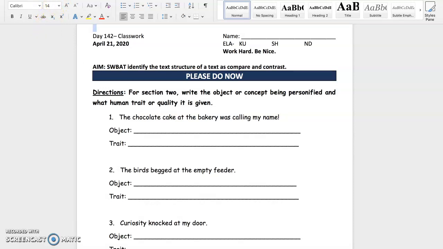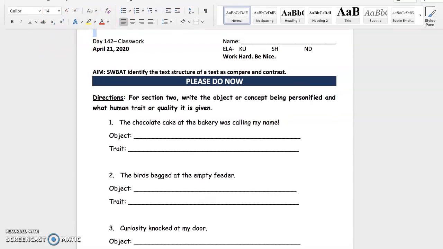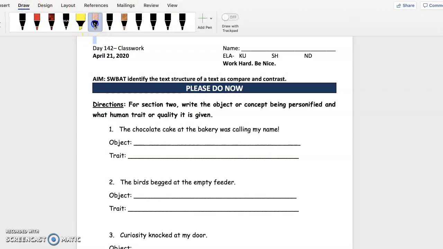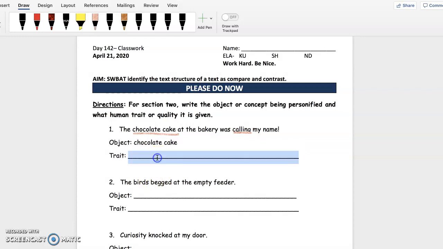First we're going to read the sentence and we're going to figure out what is the object and then what is the trait that is given. All right, so it says the chocolate cake at the bakery was calling my name. So the object, of course, is the chocolate cake. And then what was the trait that it was given? It was calling, okay? We know that, of course, chocolate cakes cannot call. So let's go ahead and write that down. So the object is the chocolate cake. And then the trait is calling, okay? Good. Let's move on to number 2.